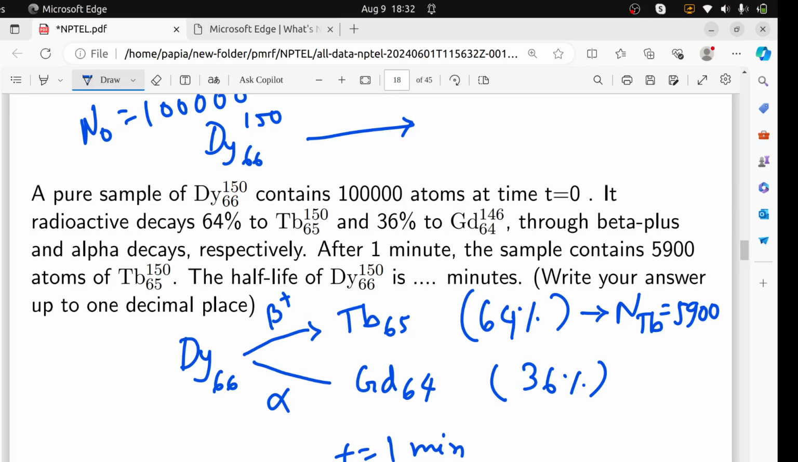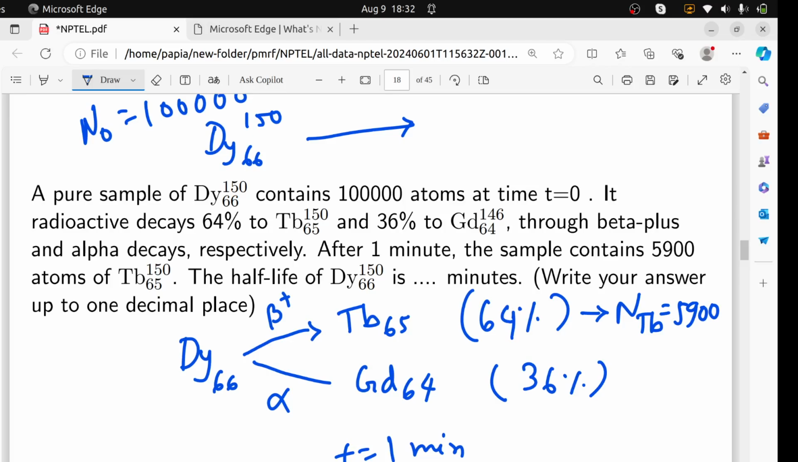Okay. Now they are asking what will be the half-life of Dy in minutes. First of all, we just need to check the dimension and unit for this question. T is given in minute and the half-life is also asked in the unit of minute. So we don't need to change any unit here. Okay, fine.